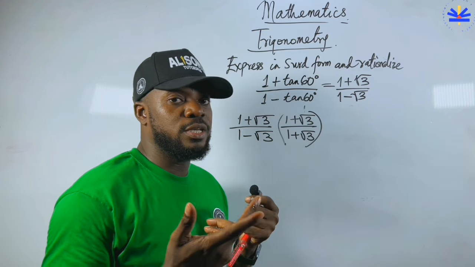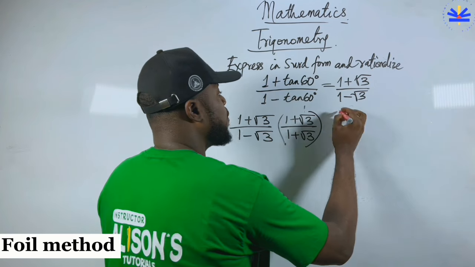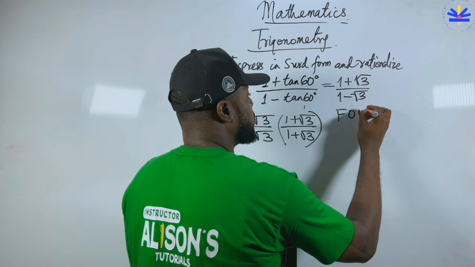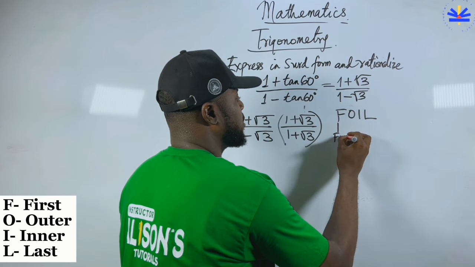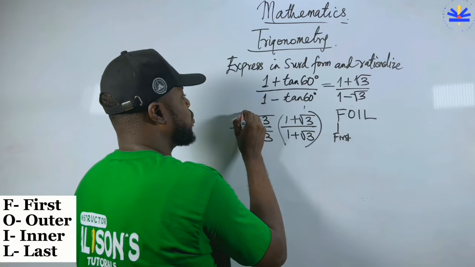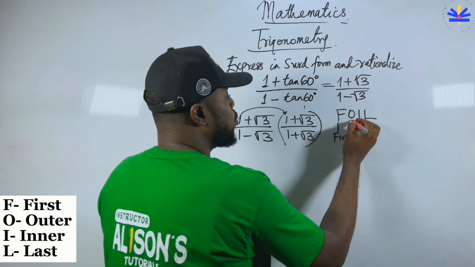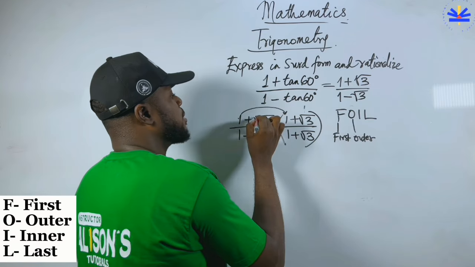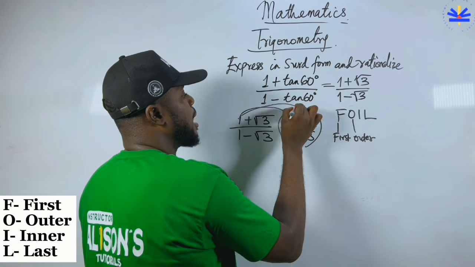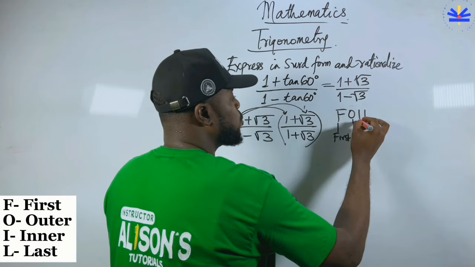I can do it in two ways. Either I use the FOIL method. I will tell you what the FOIL method means. F is for first, meaning this first one will multiply this first one. O is for outer, meaning this first one will multiply this outer one. This one now is inner.